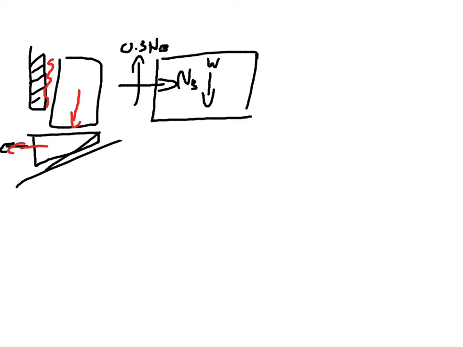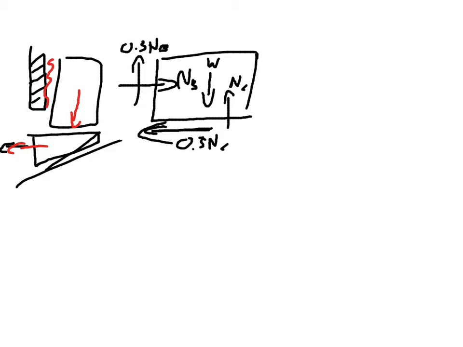If the wedge is being pulled this way, then the crate is going to want to move the opposite way. So the crate is going to want to move this way, which means the friction of the wedge on the crate is going to act that way, the direction we originally drew. So we're going to have 0.3 NC. Right. And if we have an NC, we're going to need an NC there.